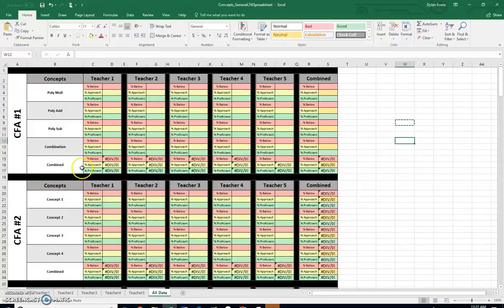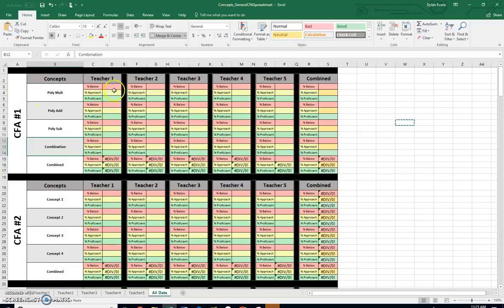Alright, in this video I want to talk about how to edit this All Data tab for the spreadsheet that's organized by concepts. The CFA 1 here is given one time, just one day to the students, but there are 4 concepts that are hit on that CFA. You can see for me it says polynomial multiplication, addition, and subtraction, and then this word combination to me just means a combination of adding, subtracting, multiplying.